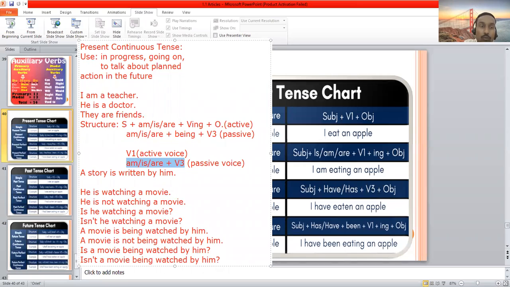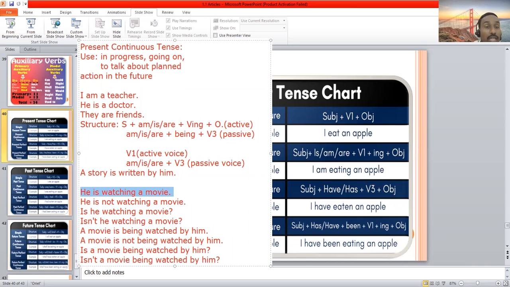Okay, so this is one use. We are talking about the actions which are going on right now. For example, he is watching a movie. What is the meaning of this sentence? Right now, at this moment, the action is going on. Watching a movie, that is going on. That is not finished. So for such actions.